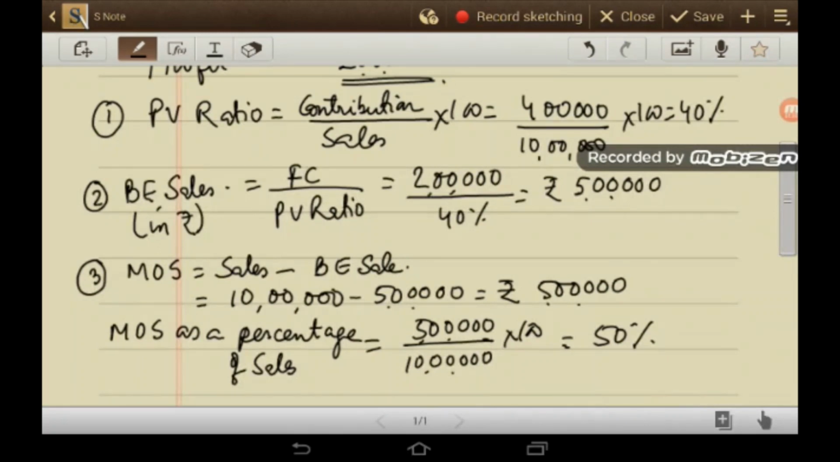Next is margin of safety or MOS, which is equal to sales minus break-even sales. 10 lakh minus 5 lakh is equal to rupees 5 lakh. And MOS percentage means MOS as a percentage of sales is equal to 5 lakh by 10 lakh into 100, is equal to 50%.